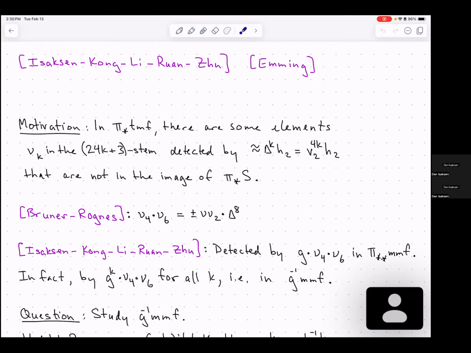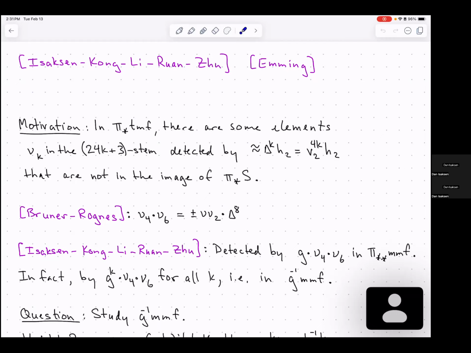Let's talk about pi star of TMF for a minute. In pi star TMF, there are some elements, and they're in the Bruner-Rognes book, they're called nu sub k's. They're sort of a regular family. They're in the 24k plus 3 stem, and they're detected by... I put these squiggles in here because they behave a little differently, and depending on k, the exact element is a little different.